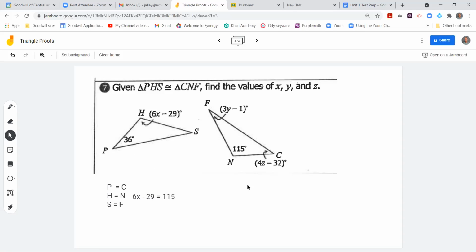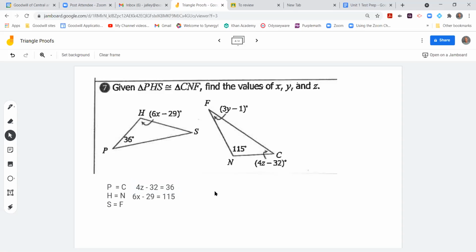So what about Z? Angle C corresponds to angle P. Okay, that's 36 degrees. 4Z minus 32 equals 36. Now I got two equations. I need to solve the one for H first, because that will help me figure out what S and F are.